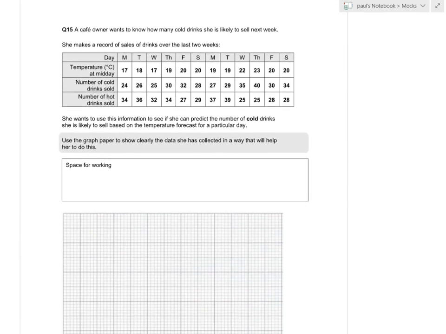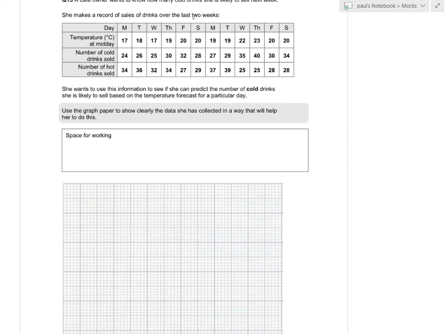The cafe owner, what does he want to do? He wants to know how many cold drinks she's likely to sell next week. Cold drinks. So there's no hot drinks at all, so we can forget that. Yeah. So now we're going to make a scatter graph, I would guess, of cold drinks and hot drinks.